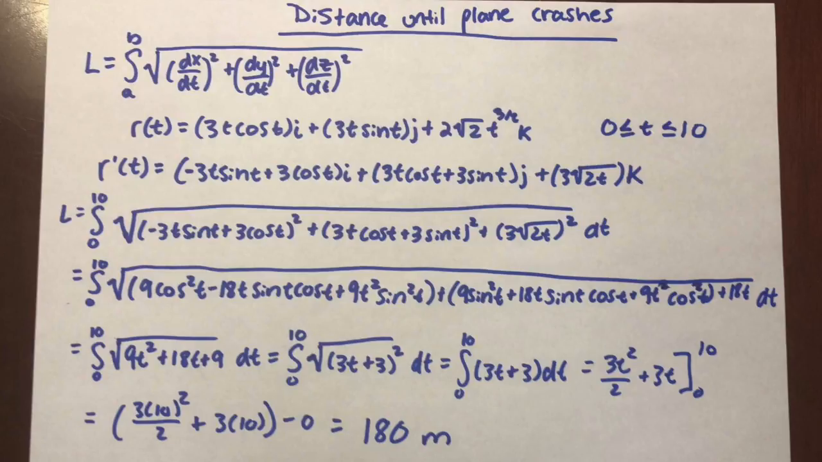He can then simplify by adding 9 cosine squared t plus 9 sine squared t, which is 9, and adding 9t squared sine squared t plus 9t squared cosine squared t, which is 9t squared. This simplifies to the following integral. He is able to get rid of the square root, simplifying to the following integral. Now he integrates, and the final distance is 180. This means he will be able to make it the 160 meters and safely land the plane in the ocean.